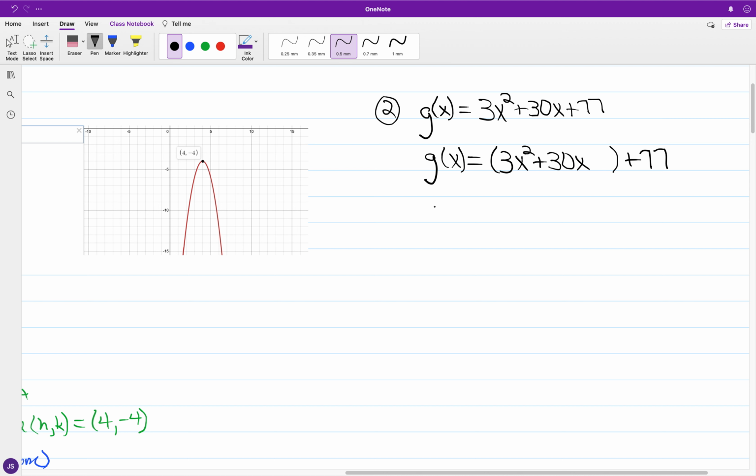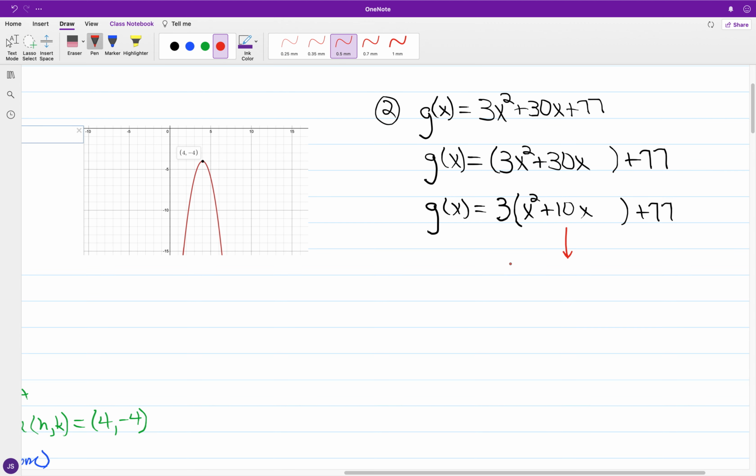And in setting up the expression where I'm going to complete the square, we have the first term inside the parentheses to be x squared. So I'm going to draw out the leading coefficient 3, and as I factor out, we have 3 times the quantity of x squared plus 10x, followed by the addition of 77. Just double checking, 3 times x squared is 3x squared plus 30x, and again I have 77.